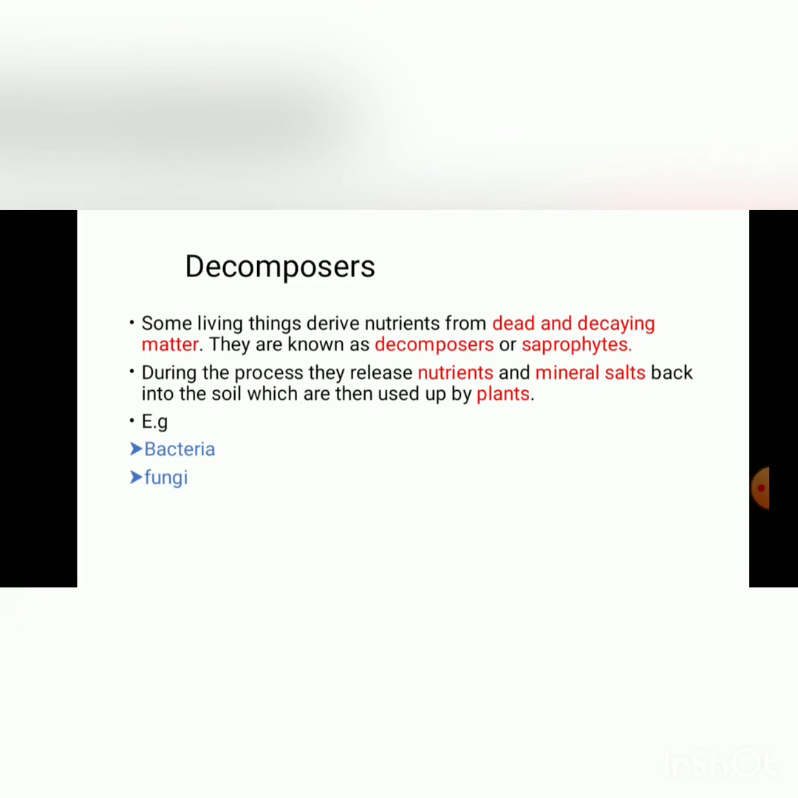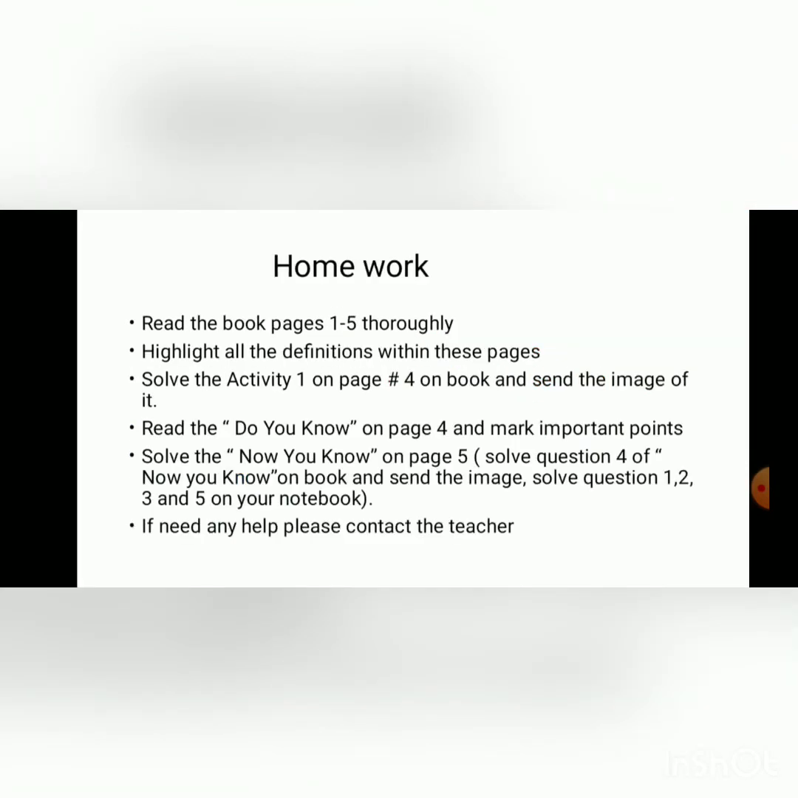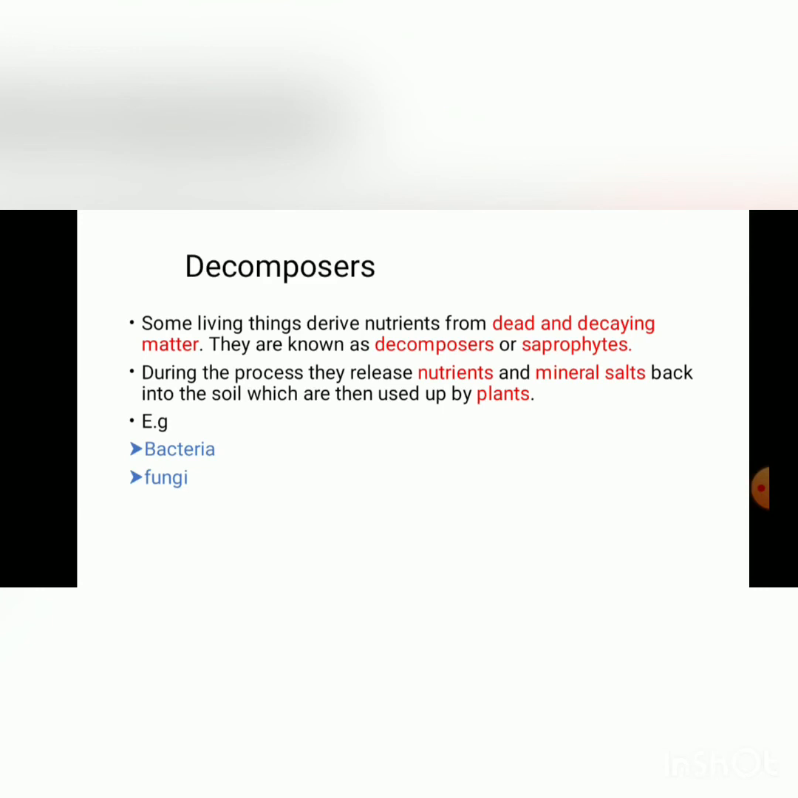These are the living things that derive nutrients from dead and decaying matter. When the animals and plants are dead, these decomposers decompose their bodies and get their nutrition from their dead bodies. They are known as decomposers or saprophytes. During the process of decomposing, these decomposers release the nutrients and mineral salts back into the soil, which are then used up by plants. So we can say that these decomposers are also helpful for the plants, like bacteria and fungi.